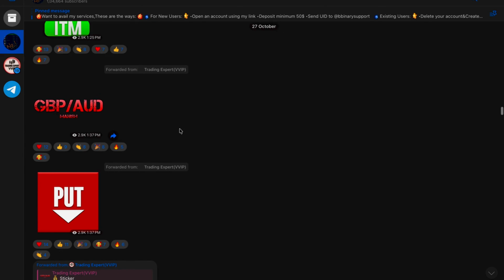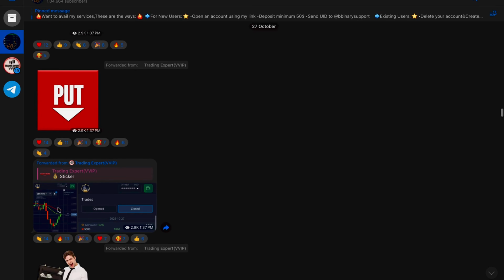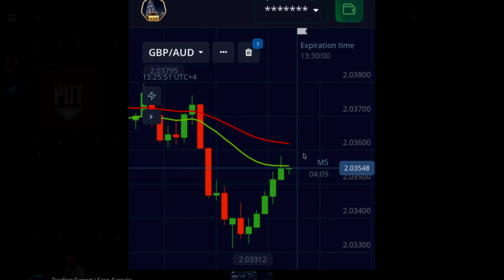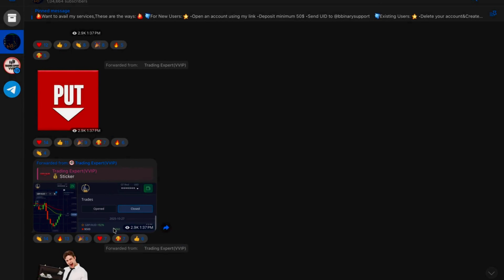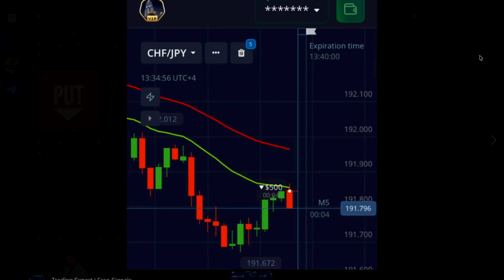The next signal was for GBPAUD for the put side. Here it was the same thing. The candle closed near the MA line, indicating a potential downward move. That's why we took this as a sell here, and it was an amazing win. You can check this out.